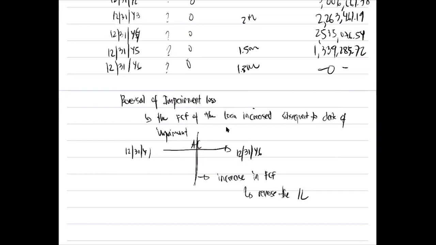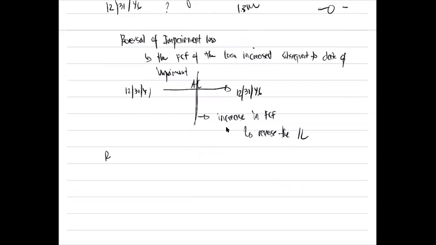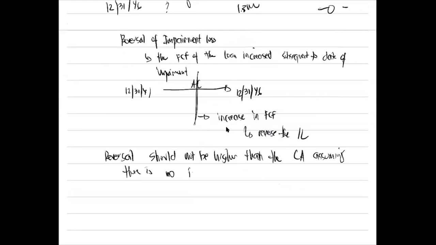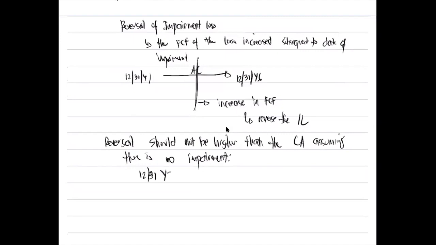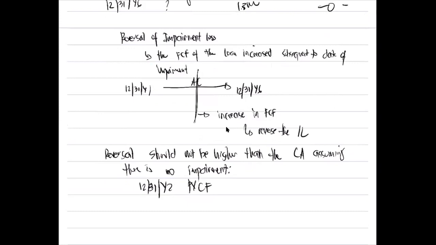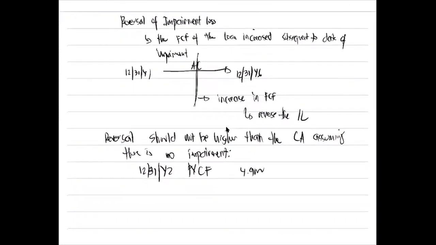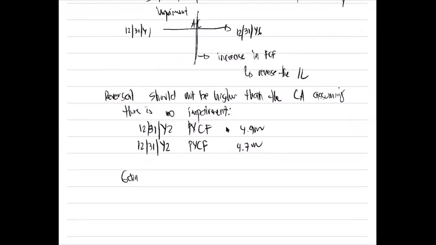So how do we reverse your impairment loss? The reversal of impairment loss should not be higher than the carrying amount, assuming there is no impairment. Okay, so let's say on December 31, year 2, the present value of cash flows is equal to 4.9 million. And the carrying amount assuming no impairment on December 31, year 2 is equal to 4.7 million. So how much is the amount of our gain on reversal of impairment?